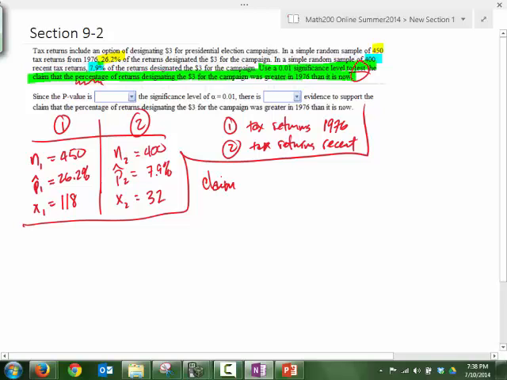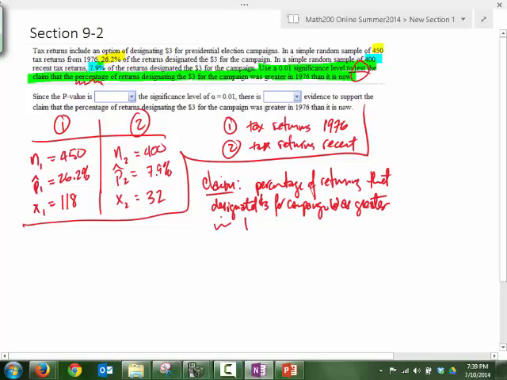So let's start off with our claim. So our claim is that the percentage of returns that designated $3 for the campaign was greater in 1976. Now, the percentage, replace that with the word proportion. So the proportion in 1976 was greater.